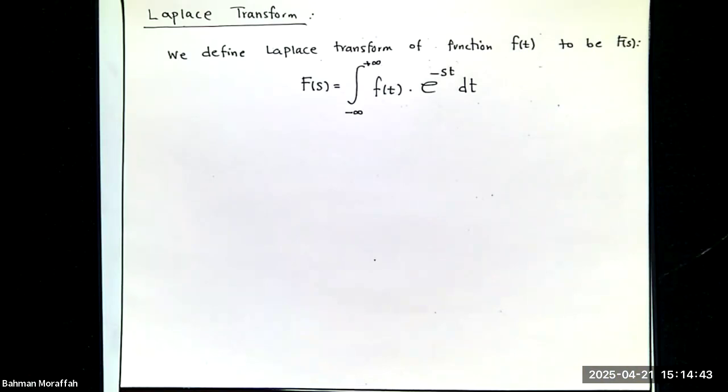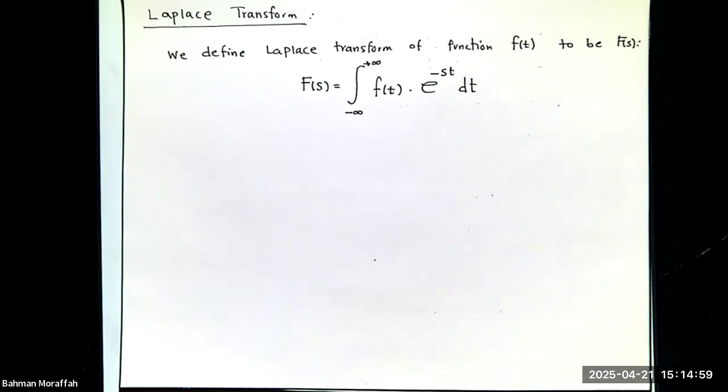This is basically a two-sided Laplace transform. You probably have seen this in differential equations as 0 to infinity. That's a one-sided Laplace transform. This is a general version of a Laplace transform, which is known as a two-sided.